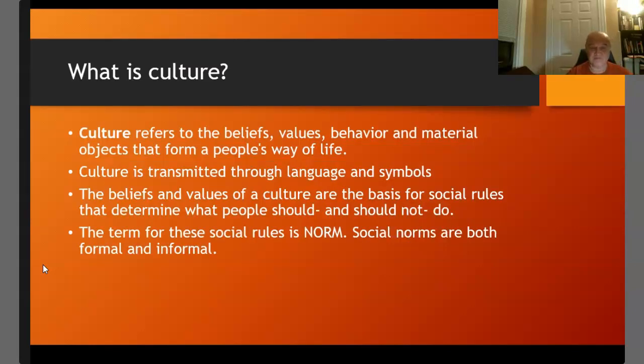So what is culture? Culture refers to the beliefs, values, behavior, and material objects that form a people's way of life. Culture is transmitted through language and symbols. The beliefs and values of a culture are the basis for social rules that determine what people should and should not do. The term for these social rules is norm. Social norms are both formal and informal. We'll talk about these a little more in a minute.